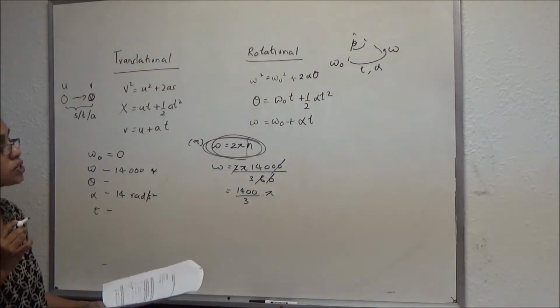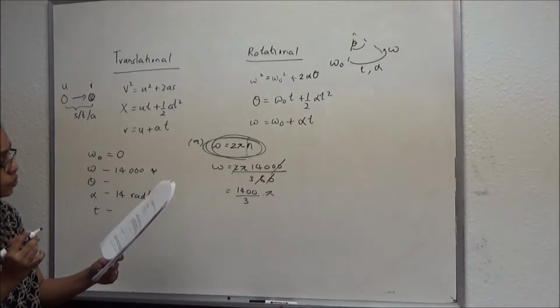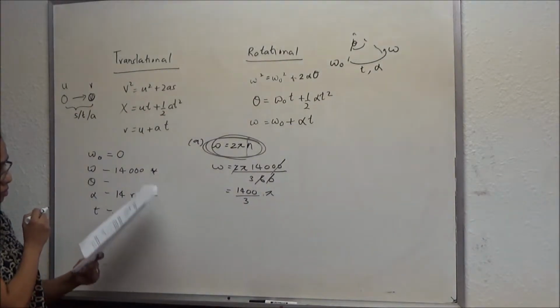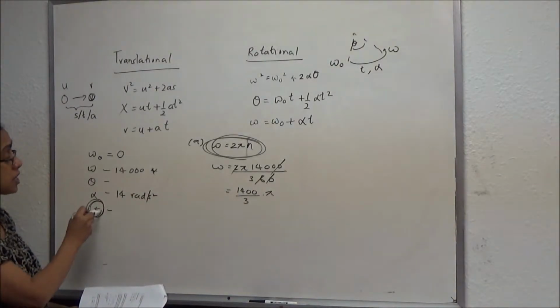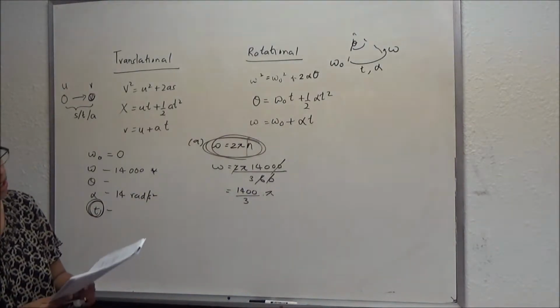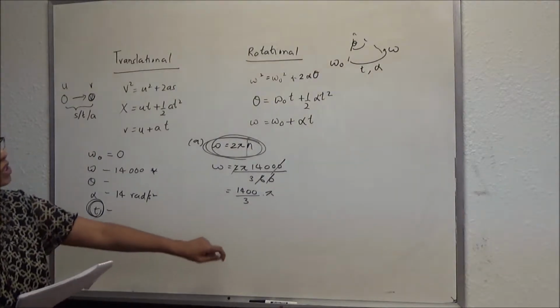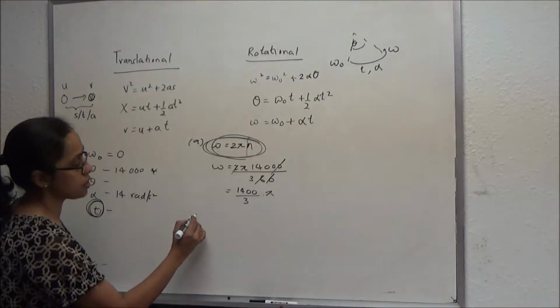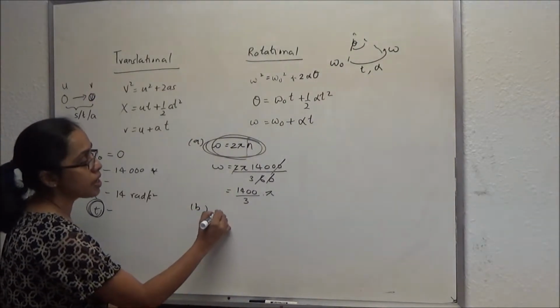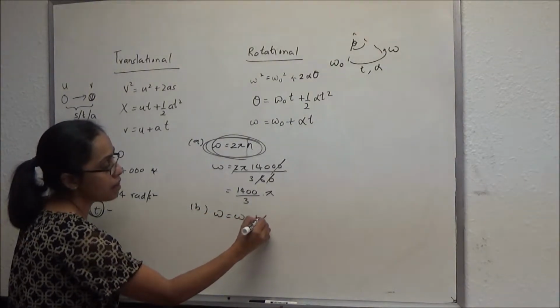Now, what should you do? What should you find? Time. You have to find t. Can you tell me which equation to be used? The last one, great, good. So omega equals omega naught plus alpha t.